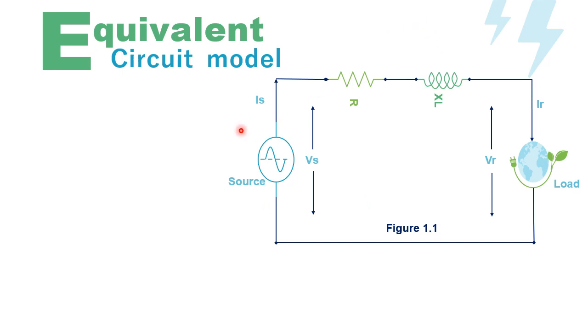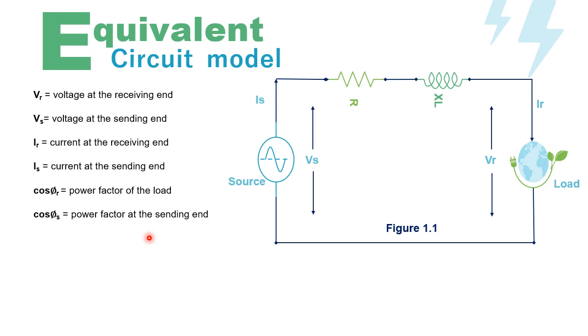Therefore, we can say that VR is the voltage at the receiving end, VS is the voltage at the sending end, IR is the current at the receiving end, and IS is the current at the sending end. The cosine of the angle at the receiving end is the power factor of the load, and the cosine of the angle at the sending end is the power factor of the sending end.